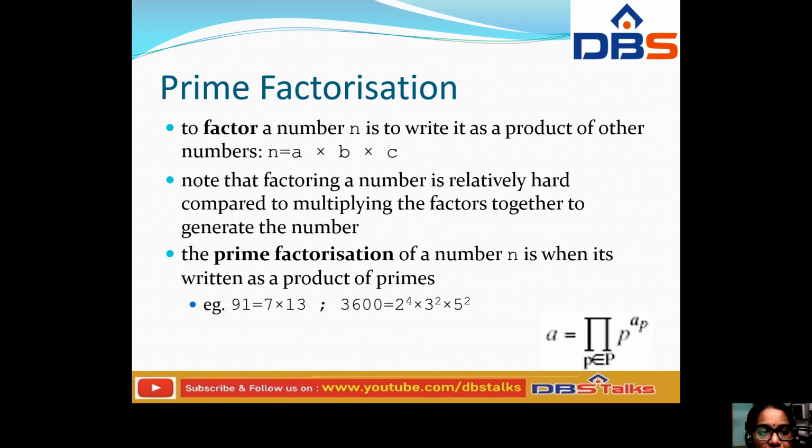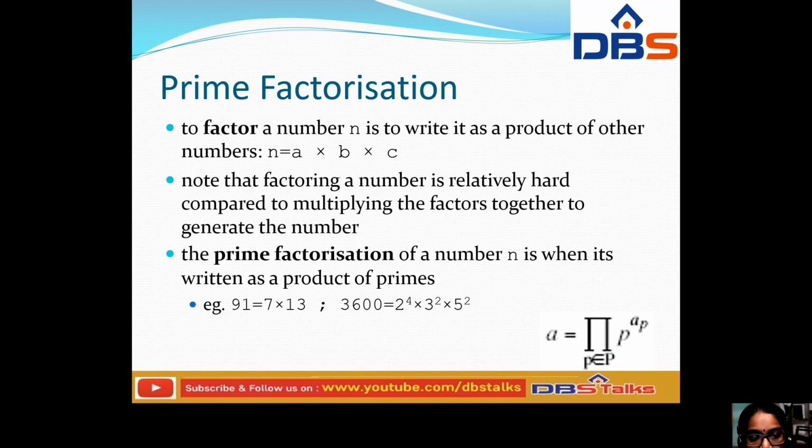That is n is equal to a, b, c. You have to note that factoring a number is relatively hard compared to multiplying the factors together to generate the number. Suppose the prime factorization of a number n is when it is written as a product of the primes. When we can say it is a product of primes, we can say that one is a factorization.